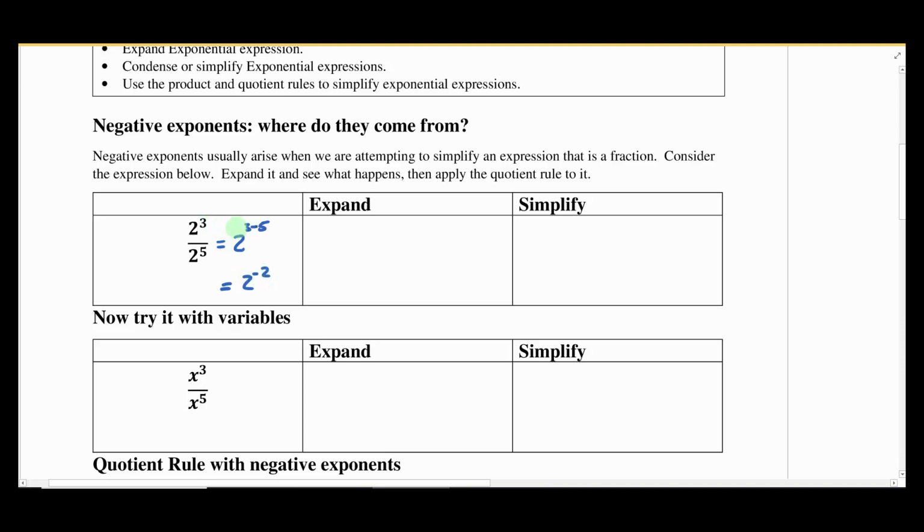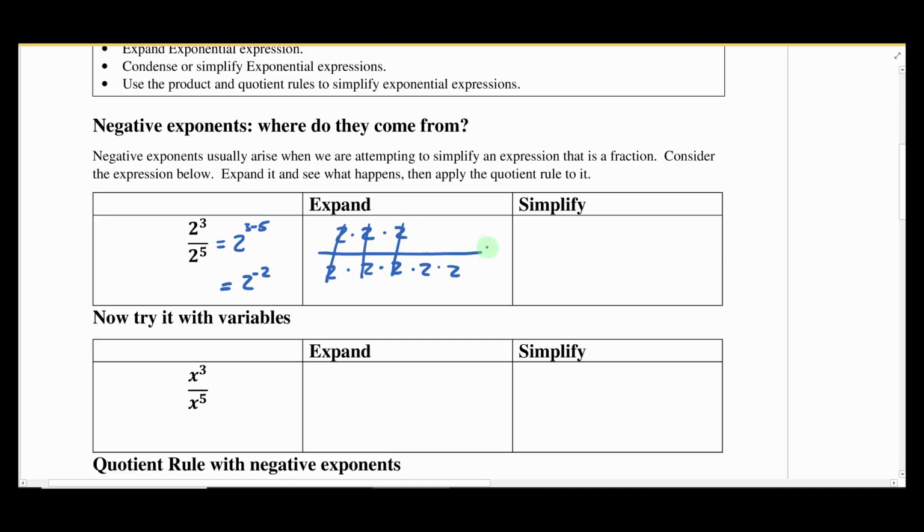Well, let's look at what happens when we look at the expanded version of this expression. We say 2 to the third is 2 times 2 times 2 over, and then in the bottom we get 2 times 2 times 2 times 2 times 2. So we've got repeated multiplication of 2 three times in the top and five times in the bottom. And then we can cancel things out, because 2 divided by 2 is simply 1. Here's another 1, and here's another 1.